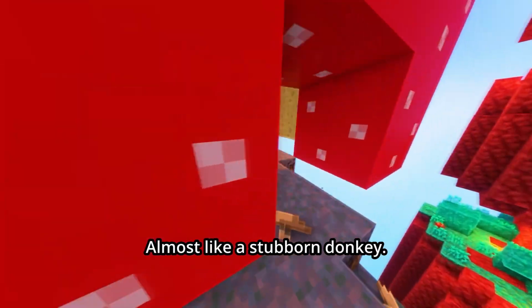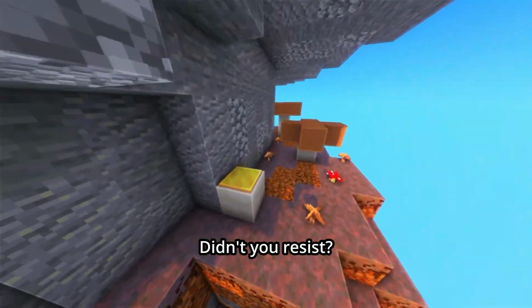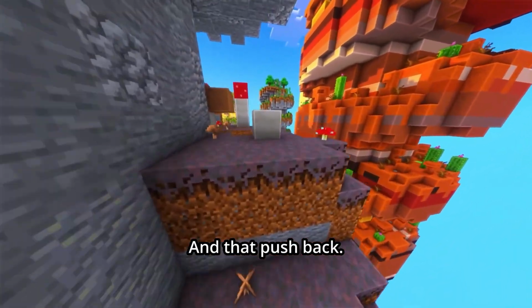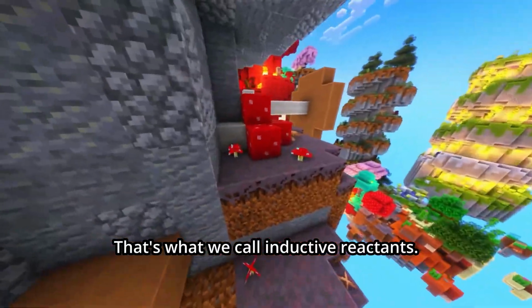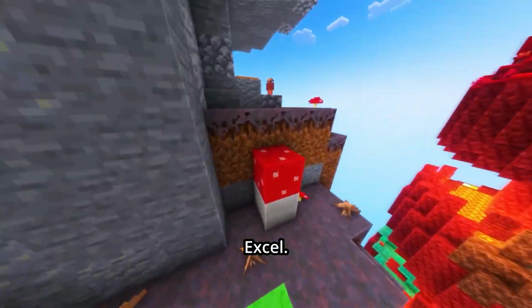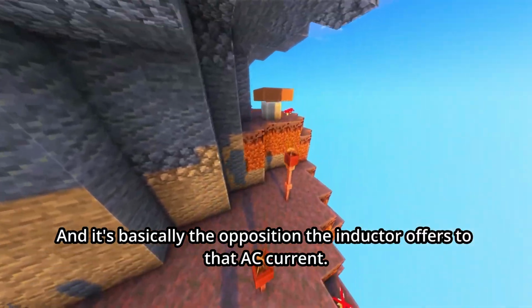Almost like a stubborn donkey. A stubborn donkey. You try to get it to change direction, and it resists. It's going to push back. Exactly, that's a great analogy. And that pushback is what we call inductive reactance. Inductive reactance, and we represent that with XL. It's basically the opposition the inductor offers to AC current.